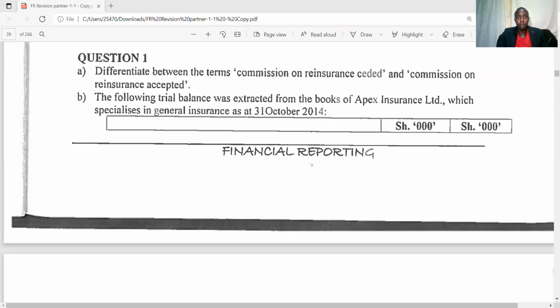The question is, differentiate between the term commission on reinsurance ceded and the commission on reinsurance accepted. I think we have already covered that one. I've said that the aspect of this commission ceded or commission accepted is based on their insurance premium. I think you remember when I started the session, I talked about commission accepted and commission ceded. So we can go ahead and read the question.